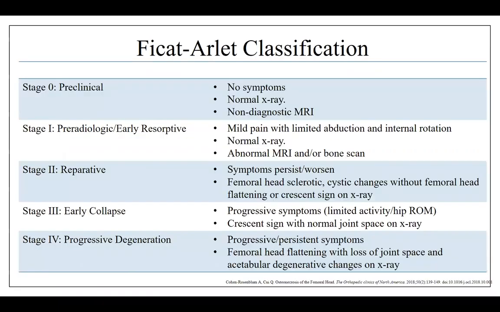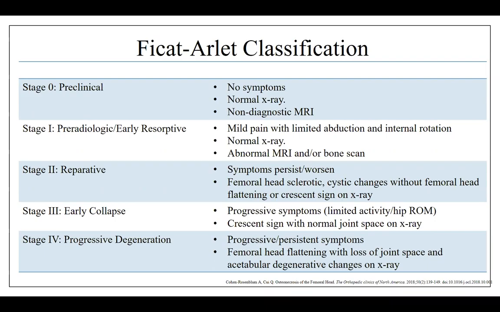This slide goes over the 4 different stages. Stage 0 is where you have no symptoms, you have a normal x-ray, you have a non-diagnostic MRI. So it's really the preclinical stage. Stage 1 is where we have mild symptoms that are present, a normal x-ray, and now, however, we have an abnormal MRI. Stage 2 is where the symptoms persist or worsen. You have femoral head changes that are present, but there is no femoral head flattening or crescent sign present on the x-rays. Stage 3 is where the symptoms progress even further, and you now have a crescent sign that is present, but there is normal joint space.